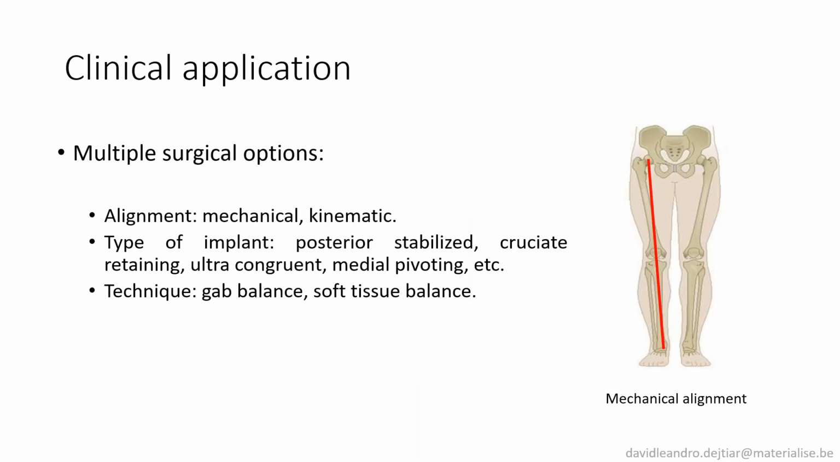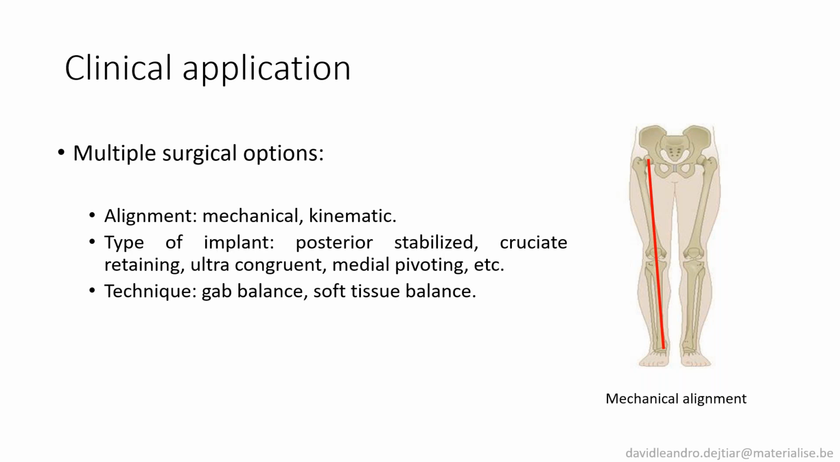On the other hand, when the surgeon approaches a total knee arthroplasty procedure, he finds himself facing multiple surgical options. For example, the alignment to use for the position of the implant, where the most common one is following a mechanical alignment, as shown here on the right, where the aim is to achieve a straight hip-knee-ankle line. There are other alignment options, like kinematic alignment, that attempts to restore the natural joint line.